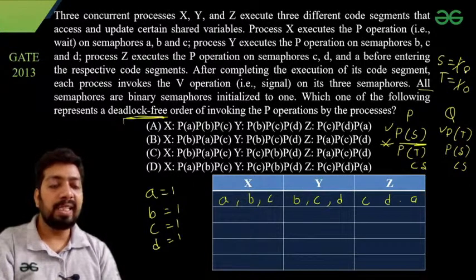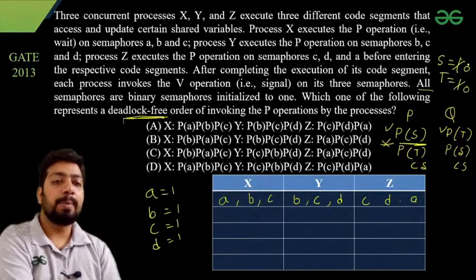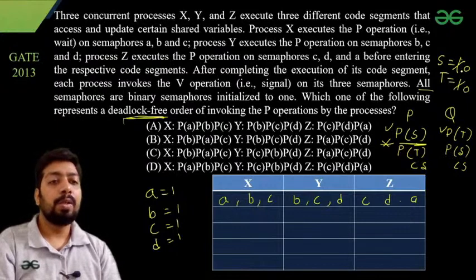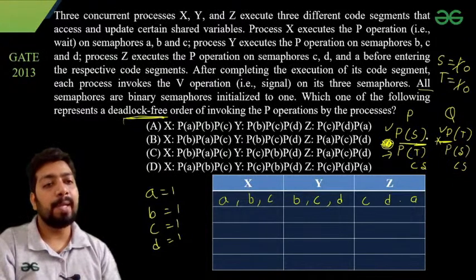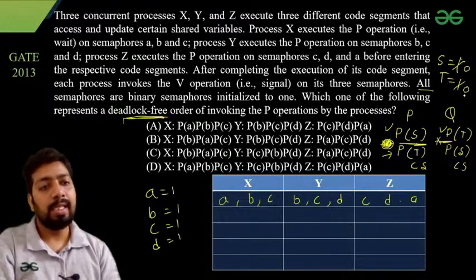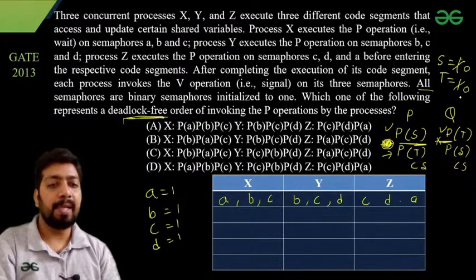Because in a binary semaphore, if the semaphore value is 0, then the process will go into the blocked state. So process Q cannot enter its critical section. Now suppose process Q is preempted, and process P gets the CPU again, and now it wants to execute the next instruction, P of T. Now P of T cannot be executed because semaphore T is already 0. So process P and process Q are both stuck.